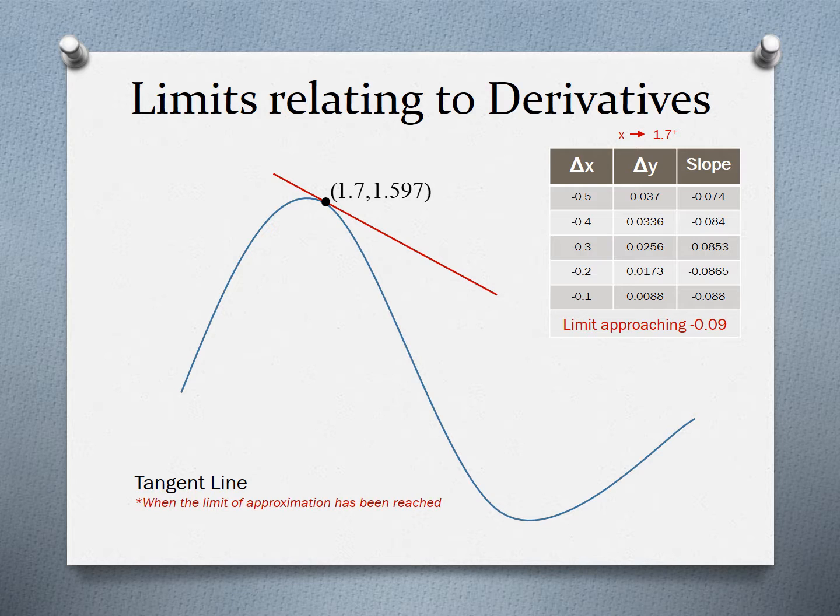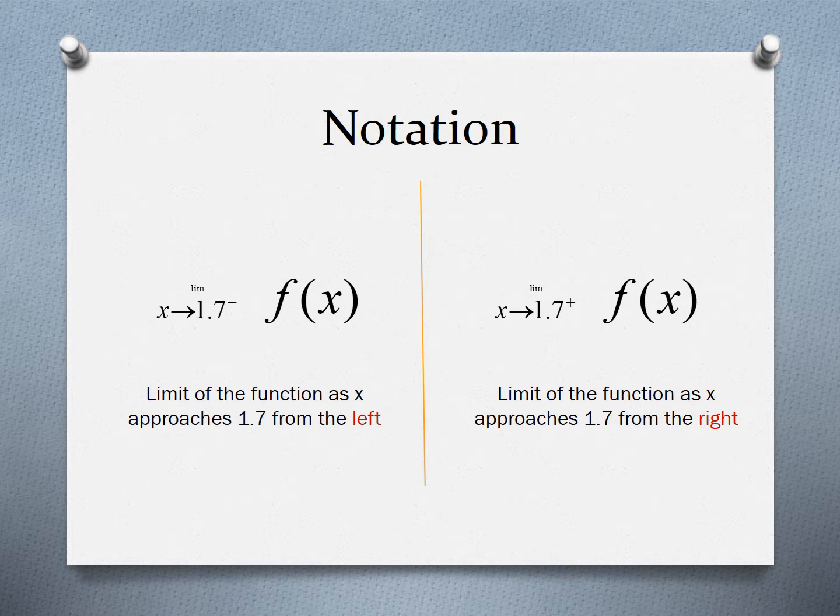Now, here is where we must go a little further. I'm reaching the limit of approximation. A lot of things have happened suddenly. When I reach that limit, I now no longer have a secant line. Instantly, I have a tangent line. However, there is another caveat to defining limits regarding this curve. Notice here, I really want to emphasize notation.